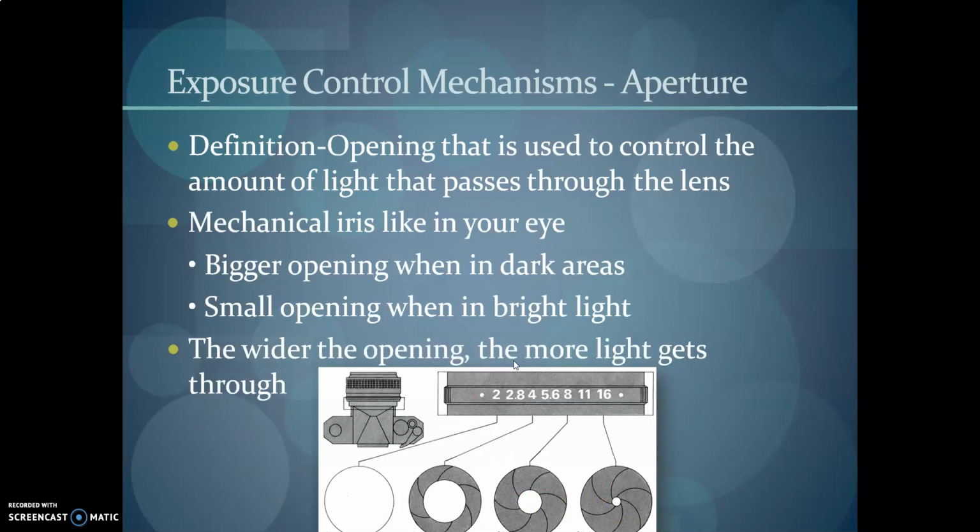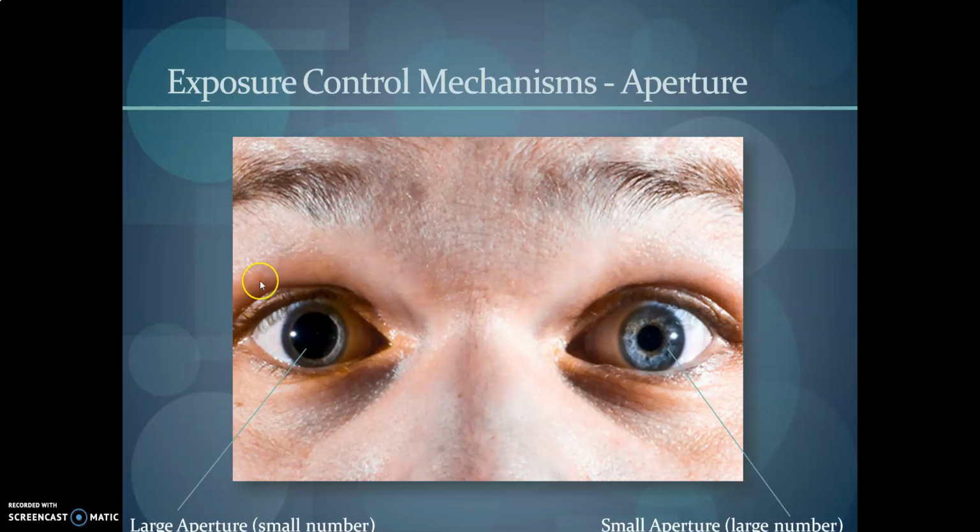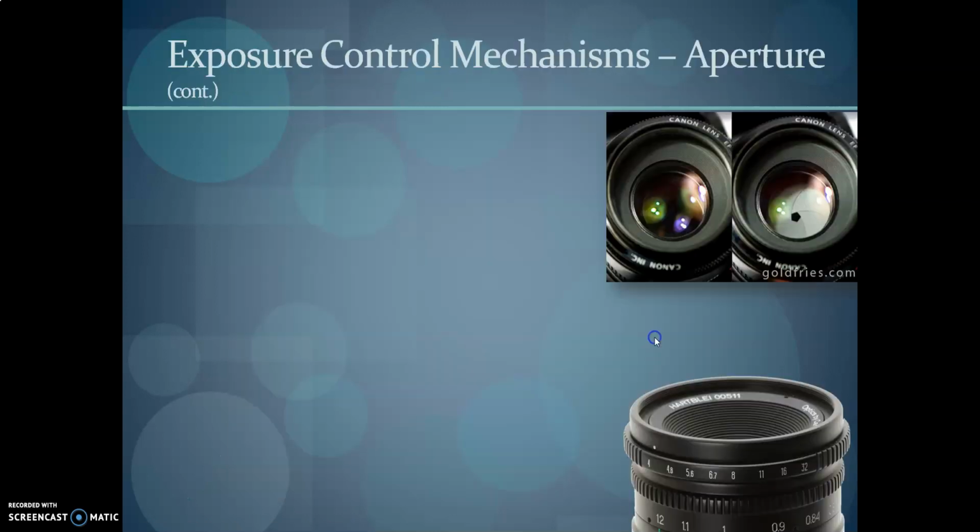The wider the opening, the more light gets through. Stands to reason, right? So this is what your eye would look like in a dark room at nighttime. This is what it looks like typically. So larger aperture, smaller aperture. And looking into the lens here, you can actually see the aperture. Here it's really wide open, a really big one.